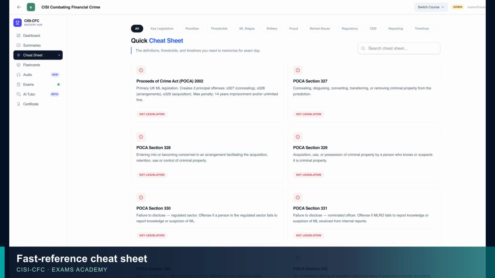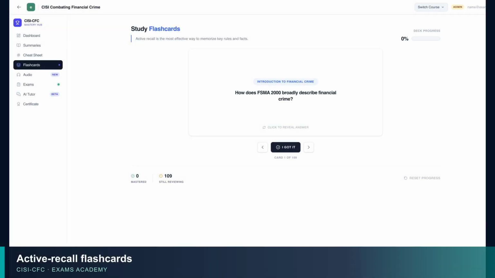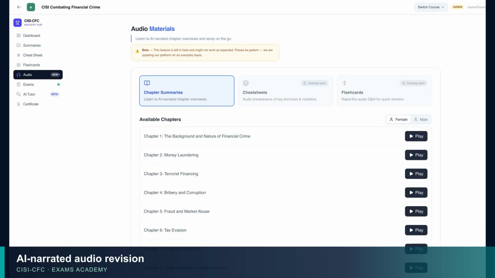Use the searchable cheat sheet for rapid revision of important terms, distinctions, rules, and high-value facts before practice. Build recall with interactive flashcards, monitor your progress, and revisit difficult cards until key ideas are easier to retrieve under exam pressure. The audio area provides AI-narrated chapter overviews and extra revision modes, making productive study possible during a commute, a walk, or any spare moment.